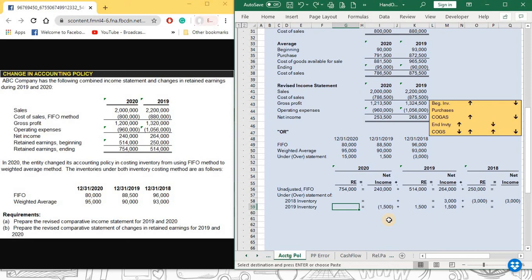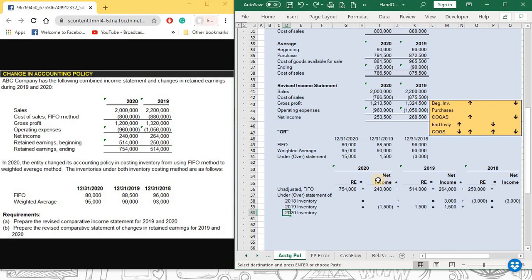Now let us proceed to the 2020 inventory. So based on our analysis, the ending inventory in 2020 is understated by 15,000 pesos. Again, ending inventory is an asset, and the relationship of asset with income is direct. It means that if the ending inventory in 2020 is understated by 15,000 pesos, the net income in 2020 is also understated by 15,000 pesos.